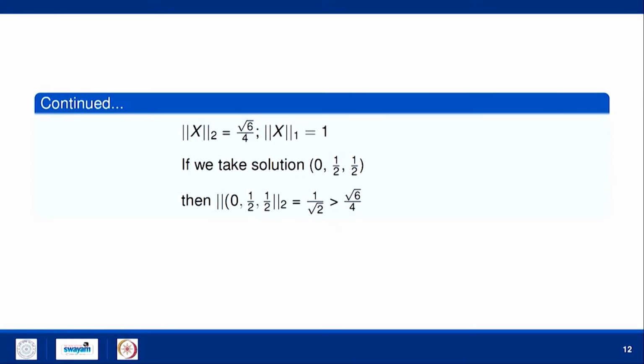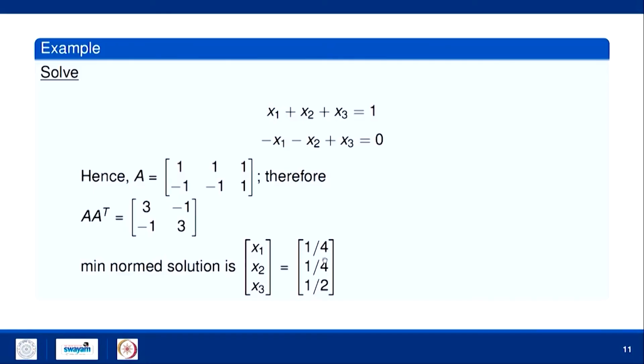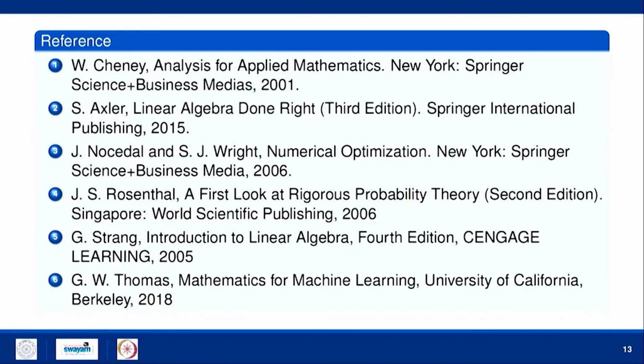So, this solution which I have taken here, 1 by 4, 1 by 4, 1 by 2, will have the minimum length, which is root 6 upon 4. Any other solution, because there are infinitely many solutions, will have a norm bigger than root 6 by 4. So, in this lecture we have learned about least square approximation, which is a solution method for solving overdetermined systems, and at the same time in the case of underdetermined systems we have learned about minimum norm solutions. These are the references for this lecture.